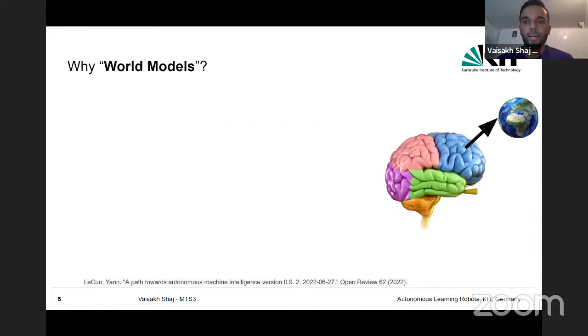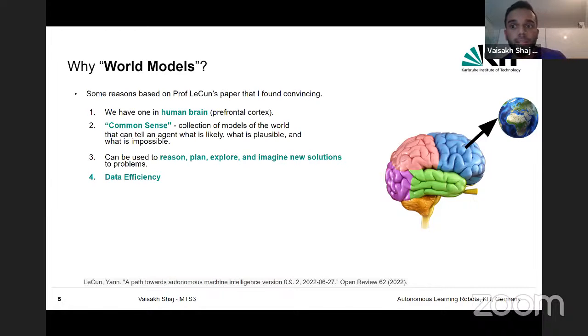I'll also motivate why one should care about building world models. Much of this motivation is from this paper from Yann LeCun, and most of it is stuff that I found convincing. As you know, there is a world model in our human brain somewhere in the prefrontal cortex, which is a good motivation to learn it. According to Professor LeCun, what we call common sense is a collection of mental models, which tells the agent what is likely, what is plausible, what is impossible, and things like that. It can be used to reason, plan, explore, and imagine new solutions to problems. And it's well known that model-based methods are much more data efficient than model-free alternatives.